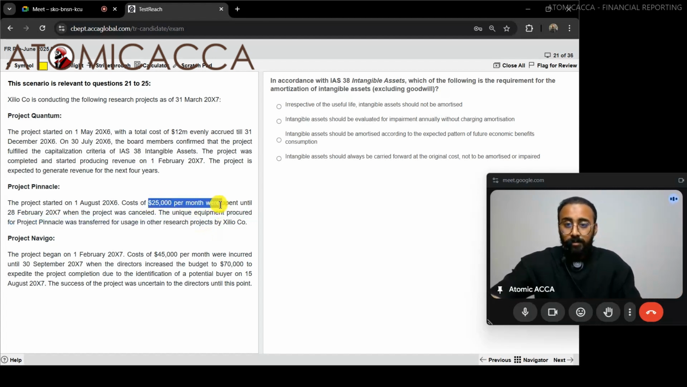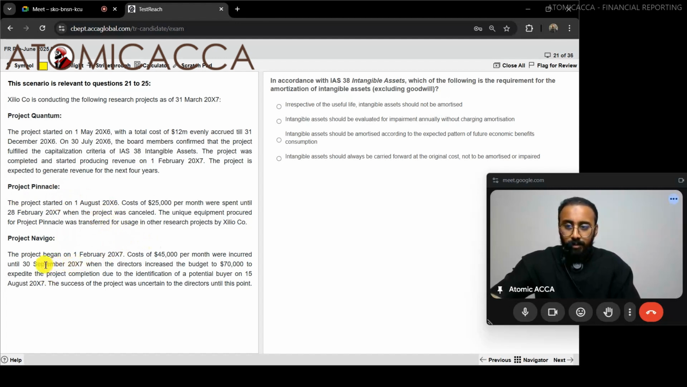Then 25,000 per month was spent and the project was cancelled. So basically, this was all a research expense. Even if the capitalization criteria was met, and if you have cancelled it completely, whatever you have capitalized will also go back to the SOPL as an expense. So that will be the accounting that happens here.